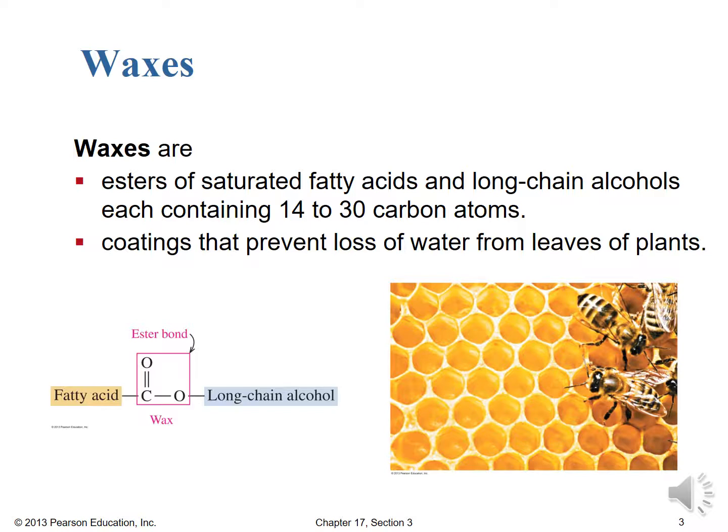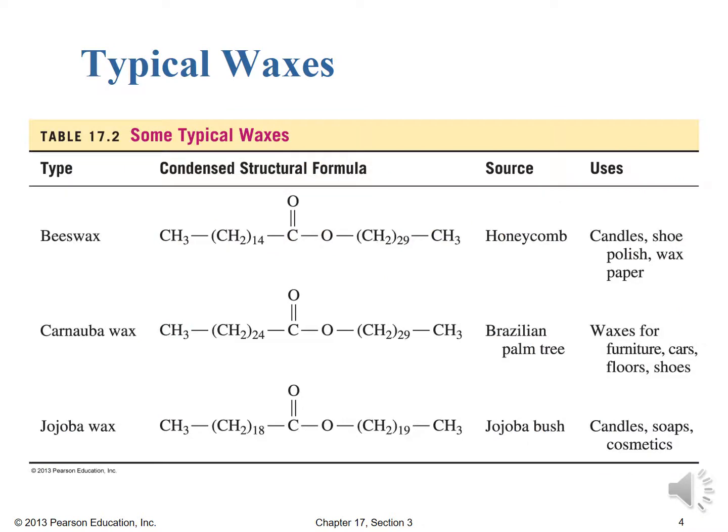And again, the general structural feature is that ester bond separating the fatty acid, which brought the C double bond O OH group, and the long chain alcohol, which brought another OH group that condensed, spit out a water, and made this ester bond and left this large wax molecule behind. So here in table 17.2, we see some typical waxes.